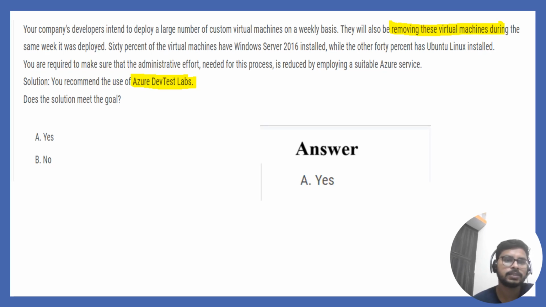And again, they have asked this question. You need to deploy a large number of custom virtual machines on a weekly basis, and you will be removing these virtual machines in the same week as they were deployed. And this time you have recommended the solution as Azure DevTest Labs. So yeah, your testing will be performed in DevTest Labs only. It will be the best solution for this. So it will meet the goal, and your answer will be yes only.